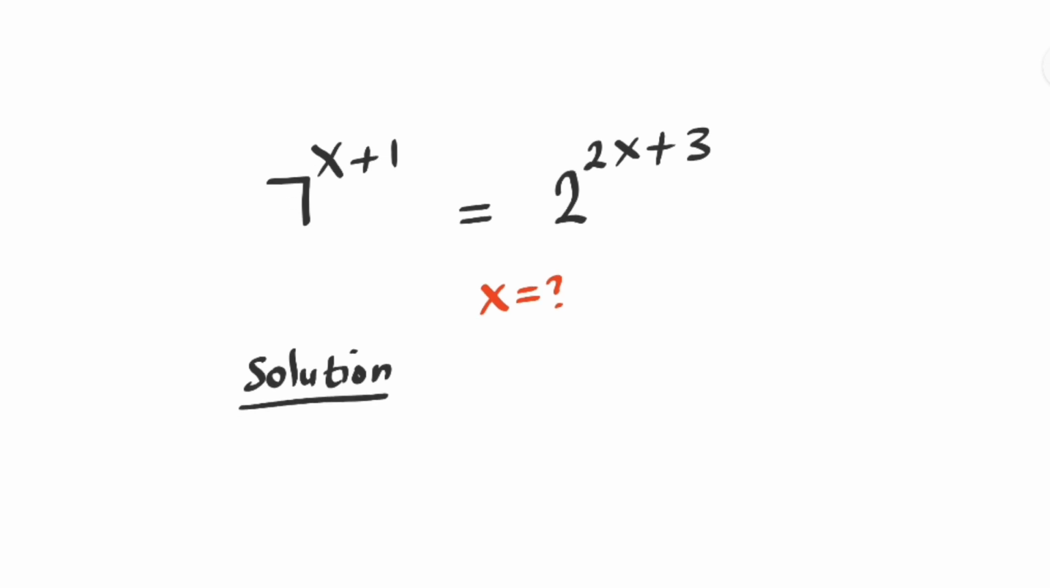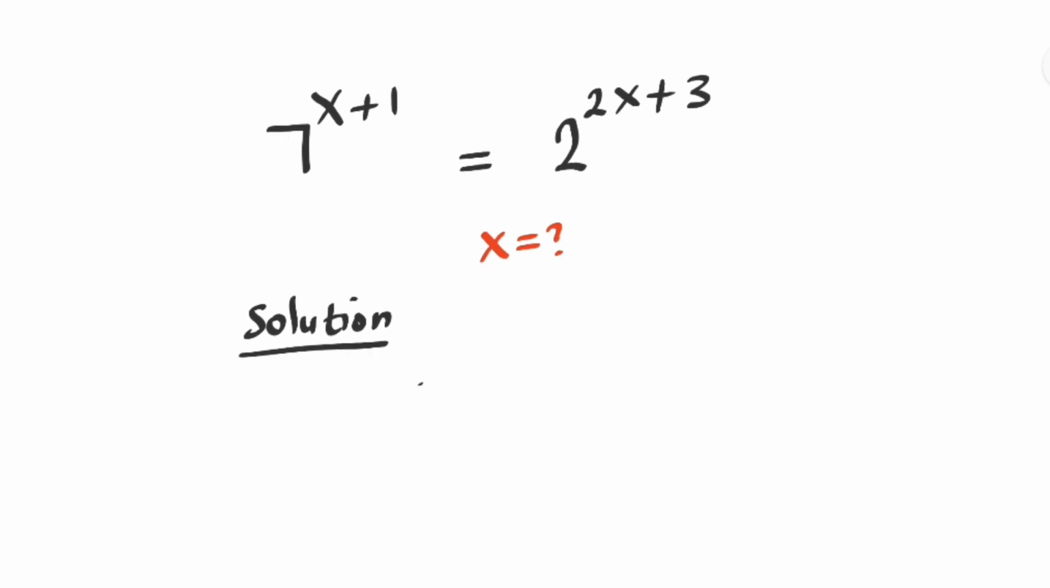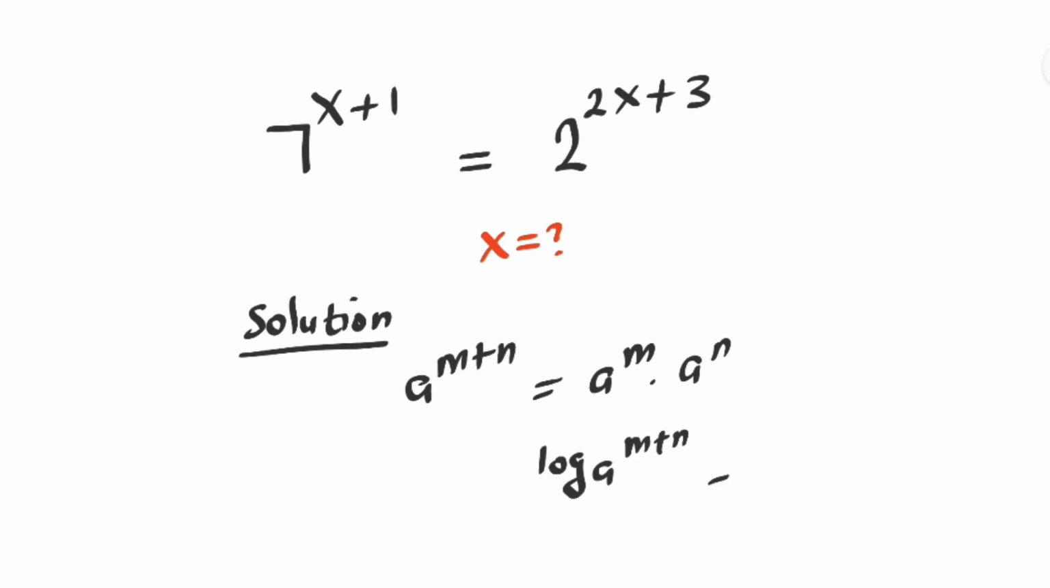Take note of this, that if you have a raised to power m plus n, this is equal to a raised to power m multiplied by a raised to power n. Then if you have log a raised to power m plus n, this is equal to m plus n bracket log a.